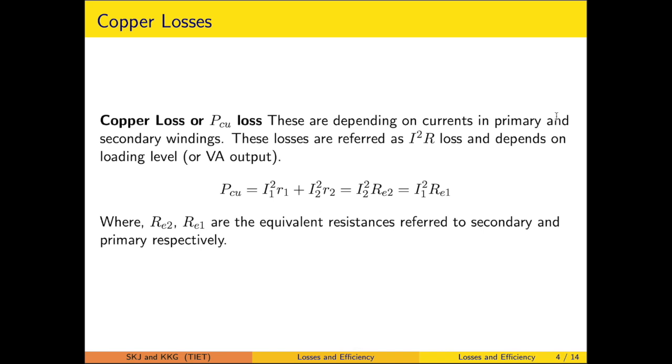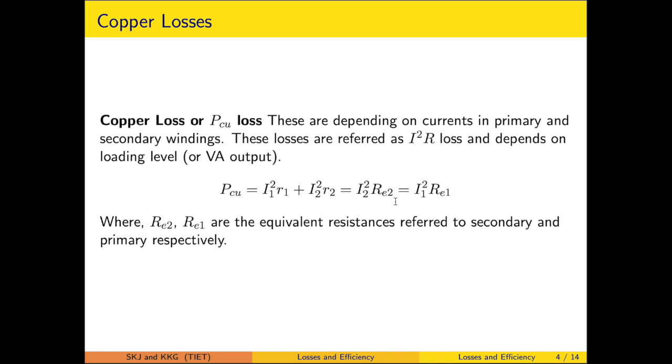The copper loss depends on the current carried by the primary and the secondary windings. This current depends on the loading level, and because of this arrangement, they are regarded as the I square R losses happening in the copper conductor. So they are given the name copper losses. Because of the primary current and the primary resistance, there will be I1 square R1 loss. Because of the secondary current and the secondary resistance, it will be I2 square R2 loss. These two are combined to form the copper loss.